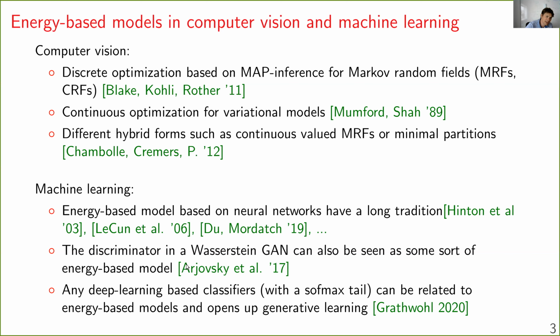Then in machine learning, energy-based models have been used for many years, and they have a long tradition dating back to Hinton and LeCun, as you can see, but also more recently as an alternative to generative adversarial networks, for example, the paper by Mordatch. But also in discriminative learning with a Wasserstein-GAN, the discriminator can also be seen as some sort of energy-based model. And there's also an interesting paper quite recently. They show that any deep learning-based classifier that has a softmax classifier in the end can be related to energy-based models and opens up generative learning.